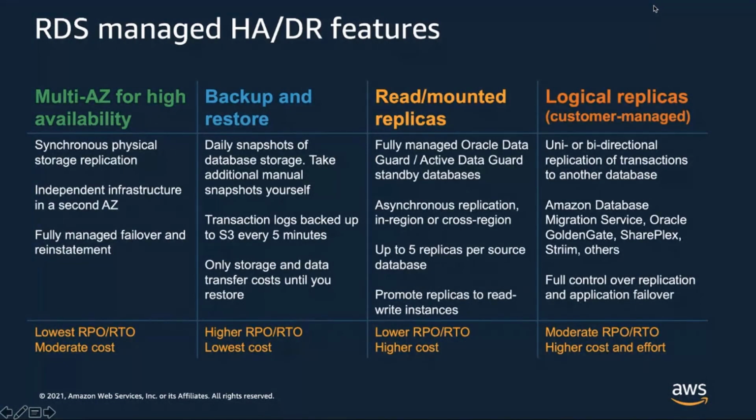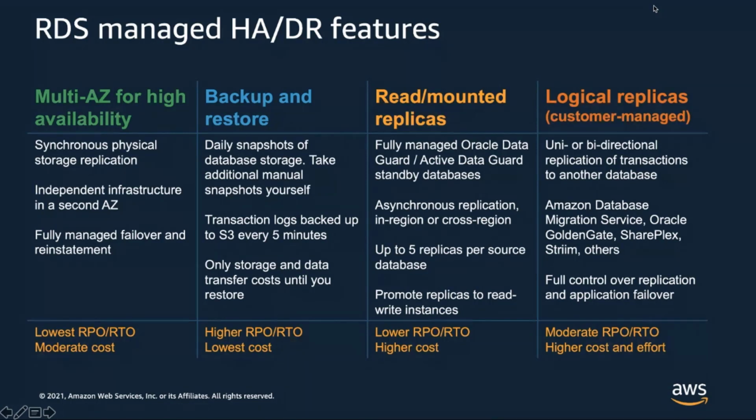So let's look at some capabilities of RDS and see how they help satisfy some of these. First of all, multi-AZ is our feature for high availability. By selecting multi-AZ for your instance, a second copy of your infrastructure is created in a second availability zone, and synchronous physical storage replication is used to transmit all of your changes. The infrastructure is fully independent, so failure of one availability zone does not affect another. And again, because we're doing synchronous replication, we can use automatic managed failover, and RDS also takes care of reinstating your previous primary to restore high availability after recovery.